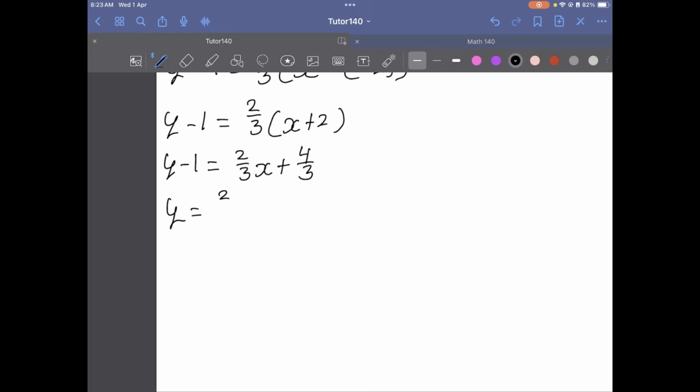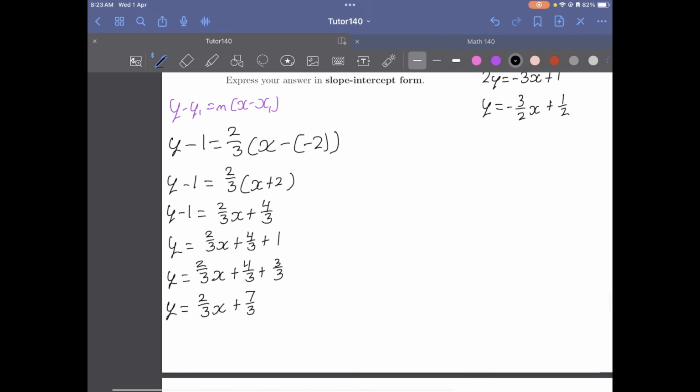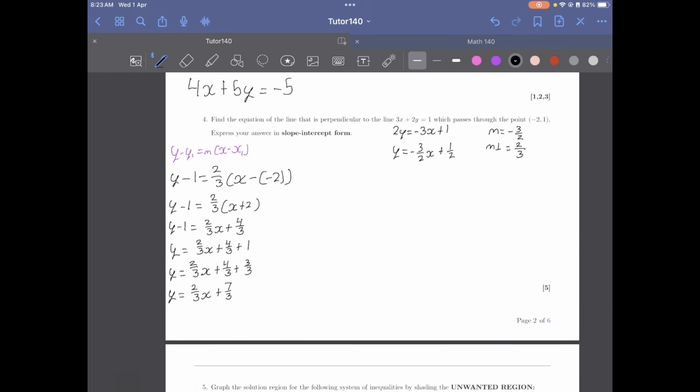Transpose the 1. y is equal to 2/3 x + 4/3 + 1. We're just going to convert the 1 to a fraction so we can actually add it to the like term. So y equals 2/3 x + 4/3 + 3/3. Multiply the numerator and the denominator of 1 by 3, and then you add it. So y equals 2/3 x + 7/3. And that is our final answer.